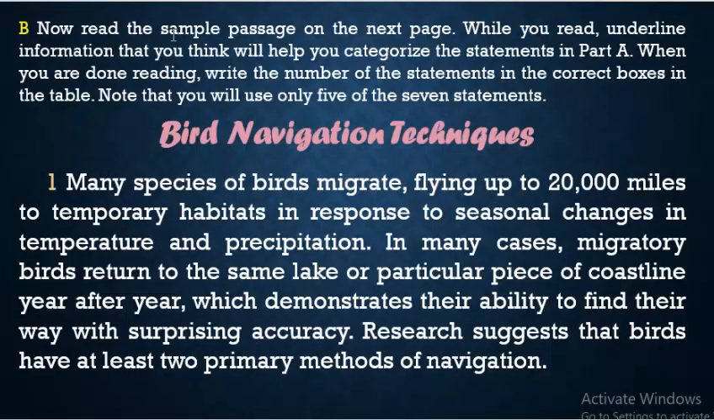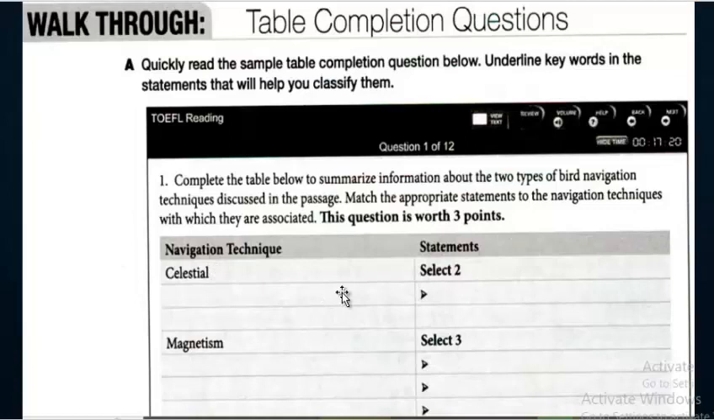Activity B. Now read the simple passage on the next page about bird navigation techniques. While you read, underline the information that you think will help you categorize the statement. When you're done reading, write the number of a statement in the correct box in the table.